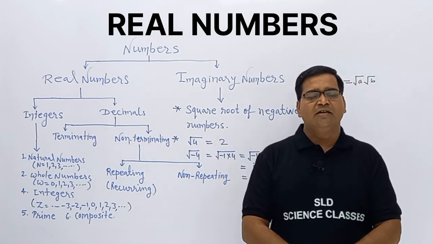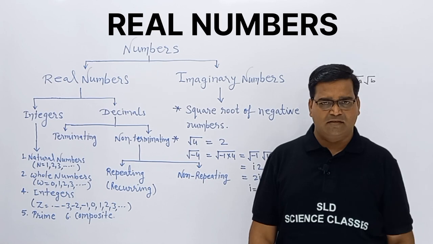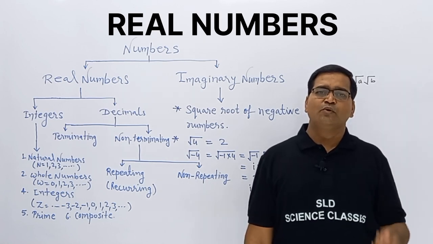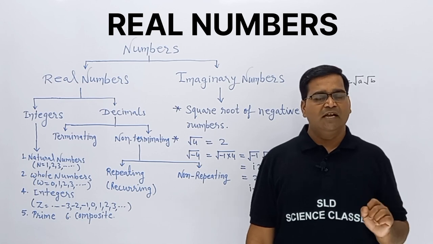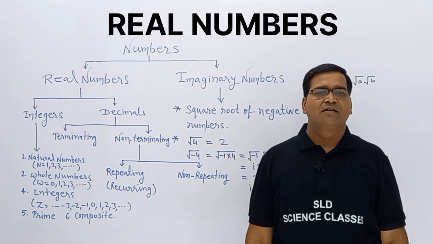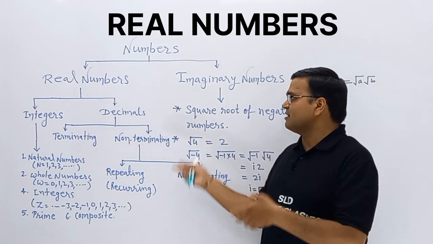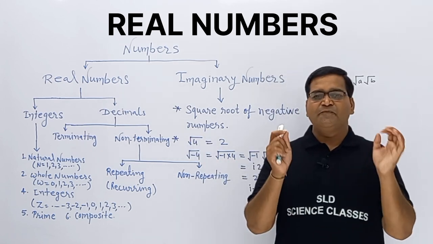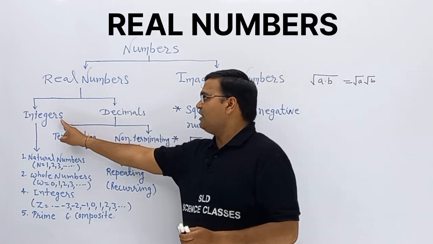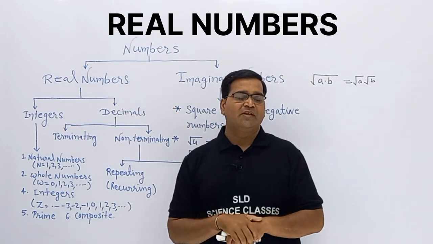Clear? In the 9th standard number system we used several numbers. In the 8th standard first chapter, rational numbers, we used several numbers, real numbers. And in the 7th standard we used what? Integers. These all are the real numbers. So we'll discuss these real numbers. Now first one, real number is two types, either integers or decimal.